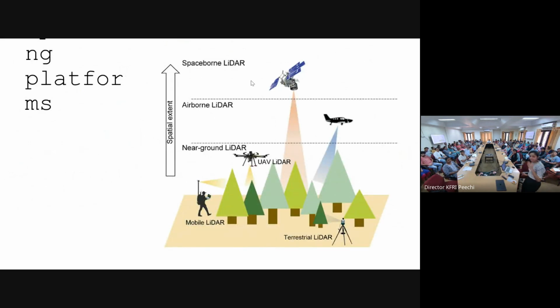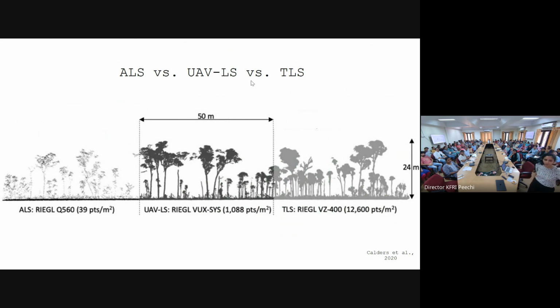And from the next set of slides, I'm going to show you how different the data quality is across these different platforms. So this is a transect, and this part of the transect is collected from airborne LiDAR, this part is collected from UAV, and this part is collected from static terrestrial LiDAR. And as you can see, this is collected from an open savanna woodland in Australia. This is a very simple forest. It's not a complicated tropical forest.